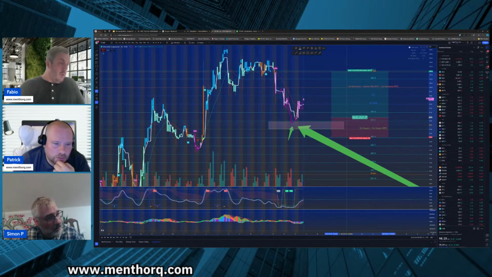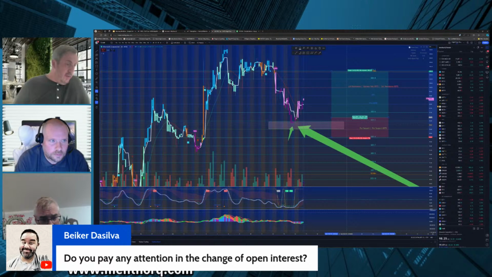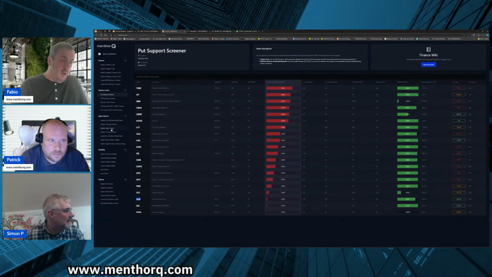Okay, cool. Yeah, thank you. We have a couple of questions. I don't know if you can read them here. Do you pay any attention to the change of open interest? I know I have not. Yeah, that's another screener that we have that shows you basically the change in positioning from one day to the other. So definitely very useful information as well.